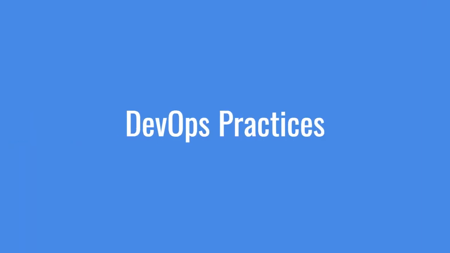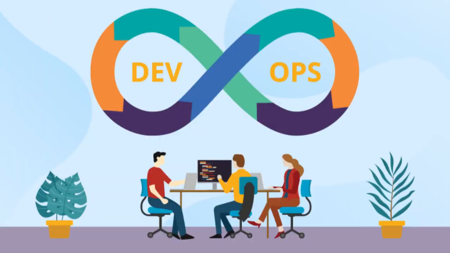Then DevOps practices. DevOps, basically there are two words, development and operations. So development and operations are synced with each other. Cloud native development embraces DevOps principles, fostering collaboration between development and operations teams. Continuous integration CI and continuous deployment CD pipelines are employed to automate testing, deployment and monitoring processes, enabling faster and more reliable software delivery.